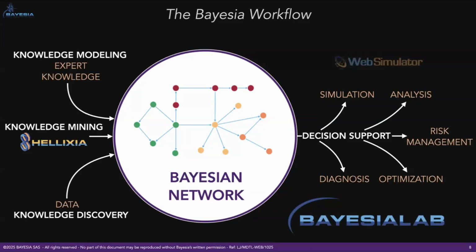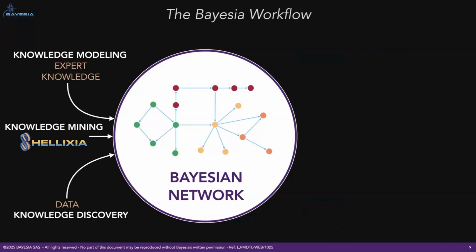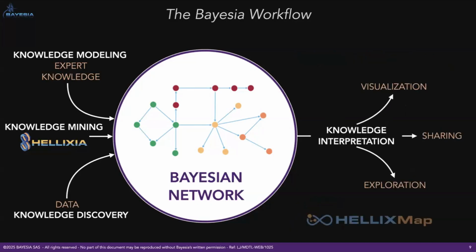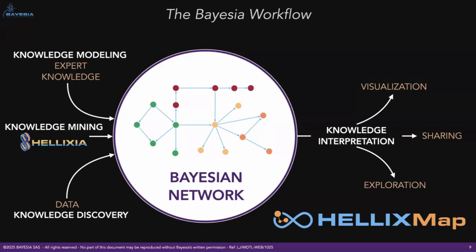And for that, we are going to use BayesiaLab. This is our flagship product, and our web simulator for sharing the model with everybody, right? But we are also going to use Helix Maps. This is our tool for easily exploring the models, the qualitative part of the graph. This is really for knowledge interpretation, visualizing, exploring, and also, most importantly, sharing the model with you, right?